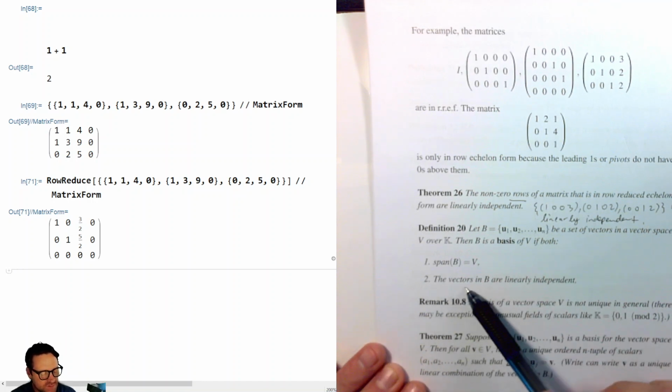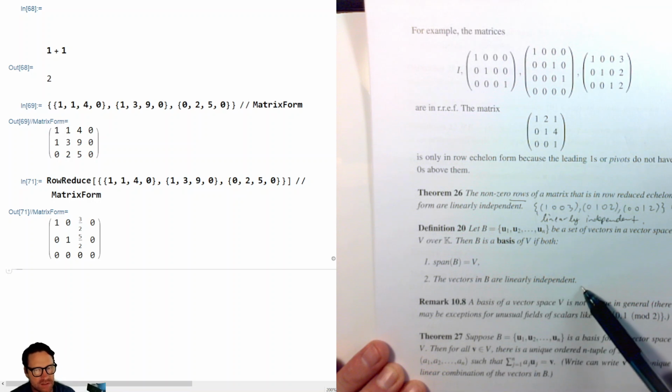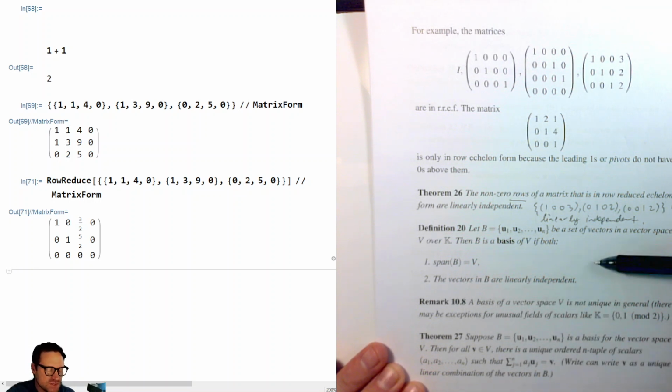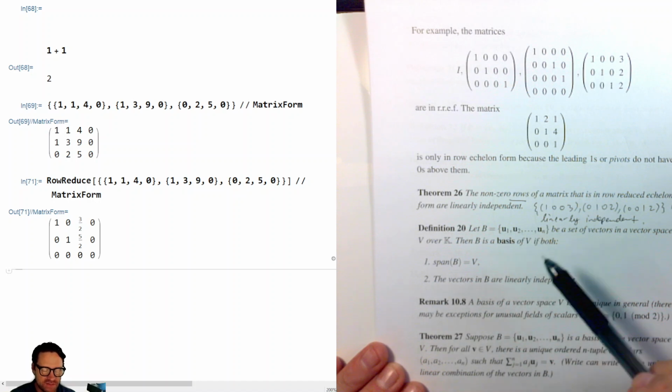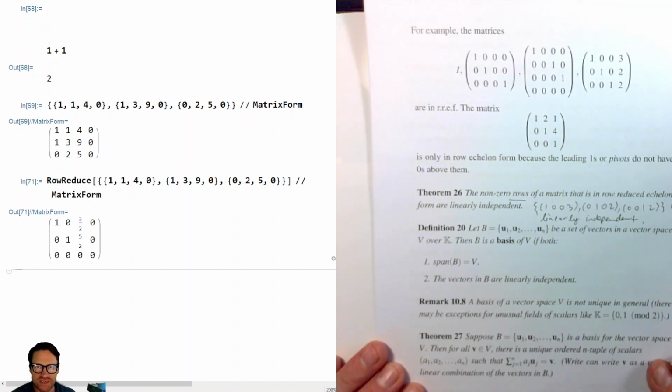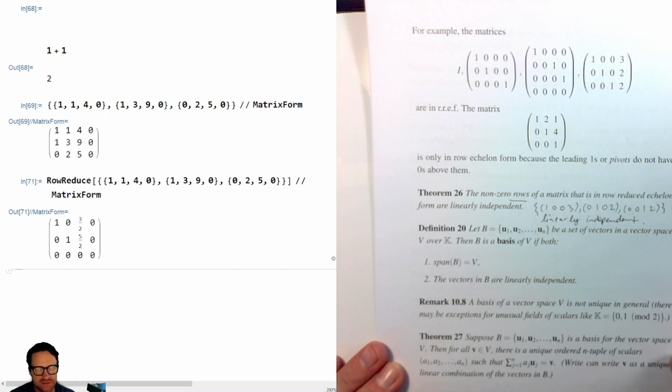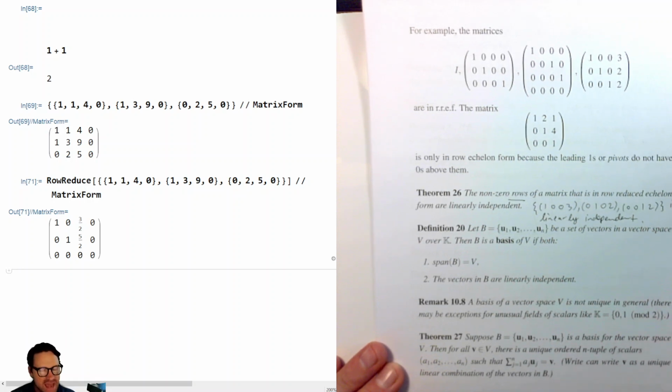And condition 2, the vectors in B are linearly independent. Okay, so they have to have those 2 properties. I have to be able to get every vector in the vector space V as a linear combination of those vectors, and those vectors have to be linearly independent. For example, if we're talking about 3 space, then the vectors 1, 0, 0, 0, 1, 0, and 0, 0, 1 are 3 linearly independent vectors in 3 space, and I can get every vector as a linear combination of those 3 vectors.